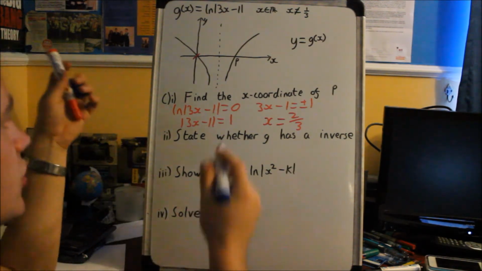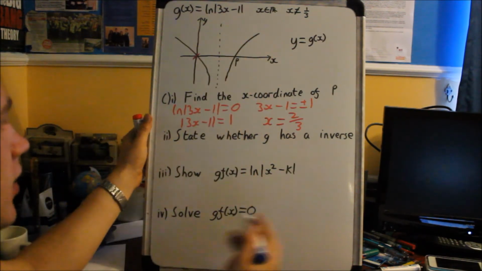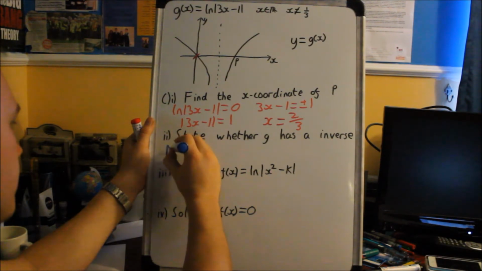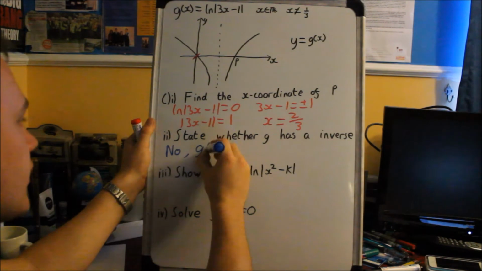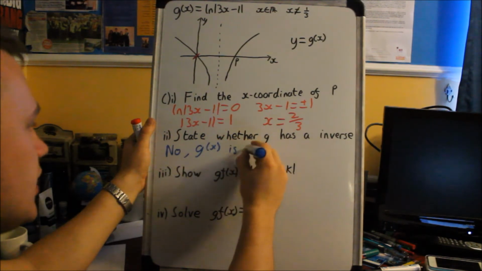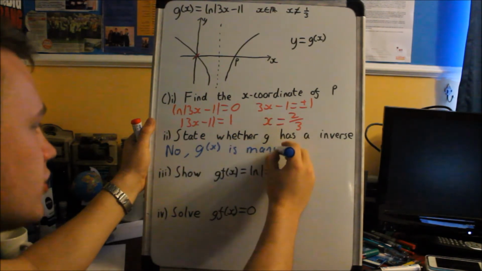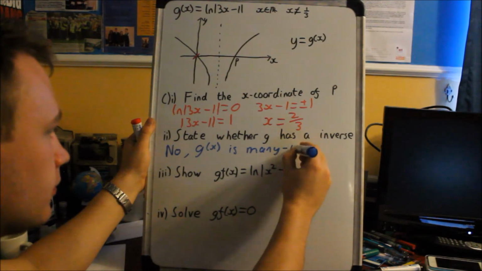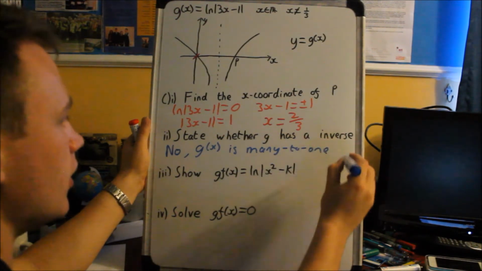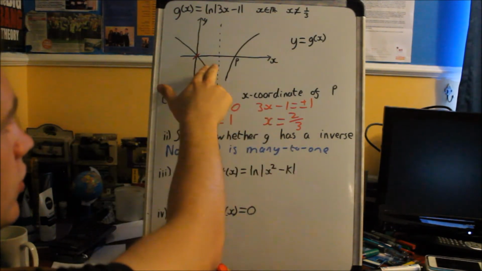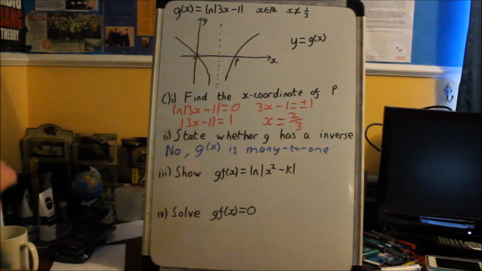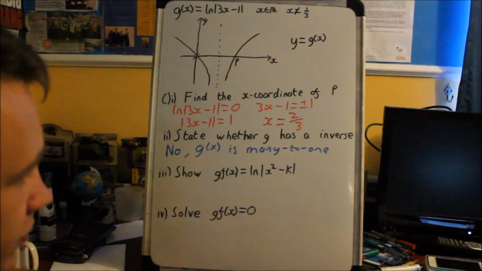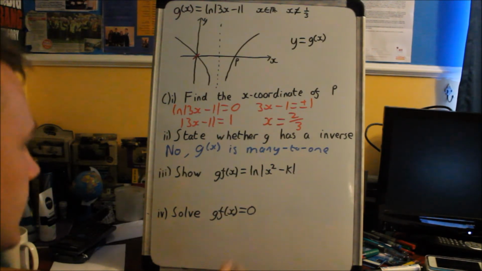So does g, which is drawn here, have an inverse? The answer is no. And your reason: g of x is many to 1, or g of x is not 1 to 1. You can see that from this sketch. One y value could give 2 possible x values, so it's many to 1. And only 1 to 1 functions have an inverse. That's just something you need to know.